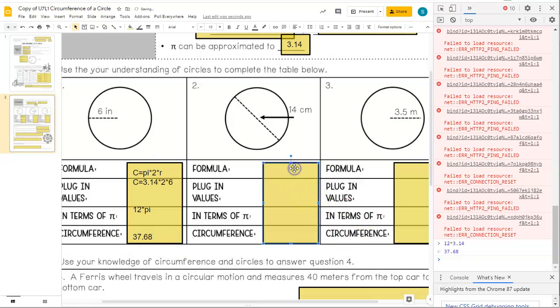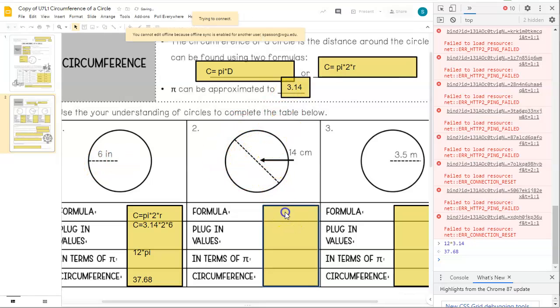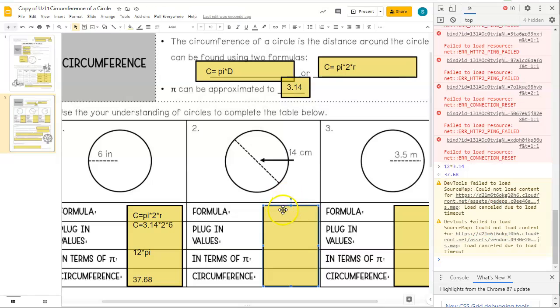Okay. Now for this one, we're not given the radius, we're given something that goes all the way across. That is the diameter. Okay. So this time we are given the diameter, so we're not going to use the radius formula, we're going to use the diameter formula here. And we say C equals pi times d. Okay, so our circumference is approximately 3.14 times 14.